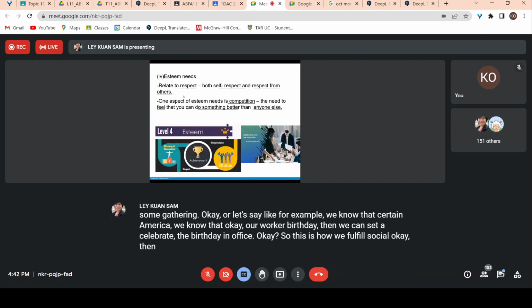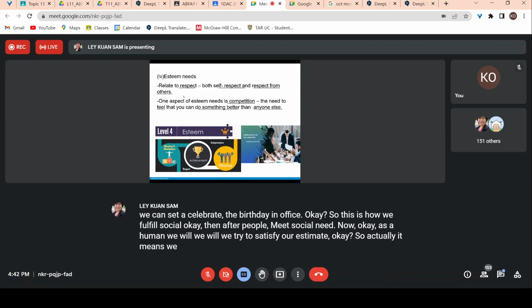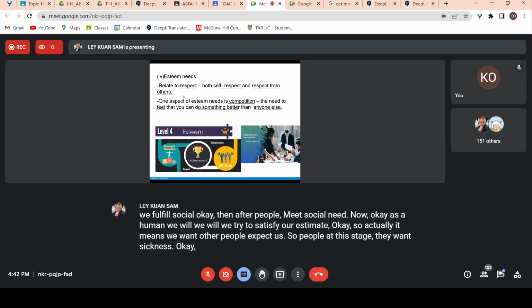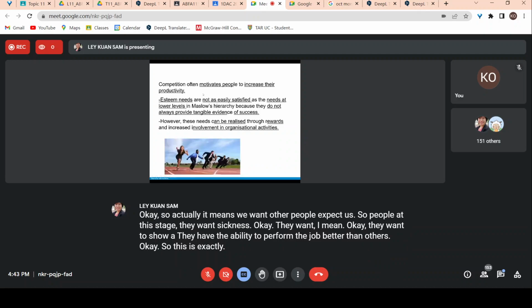Okay, then after people meet social need, now as a human we try to satisfy our esteem need. Okay, so esteem need means we want other people to respect us. So people at this stage, they want status. Okay, they want to show they have the ability to perform the job better than others. Okay, so this is esteem need.